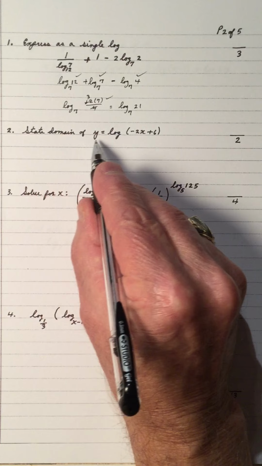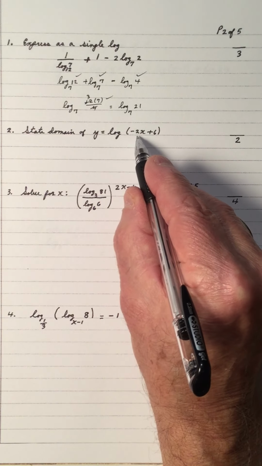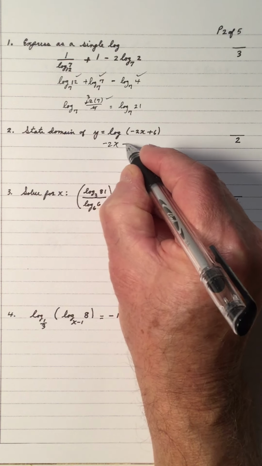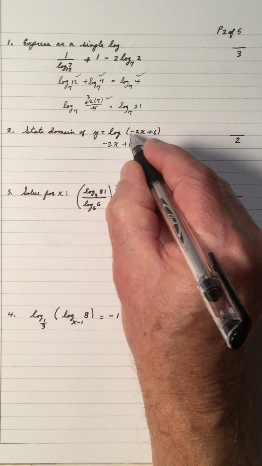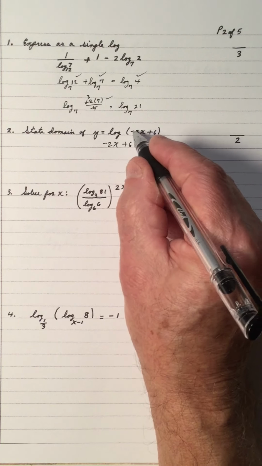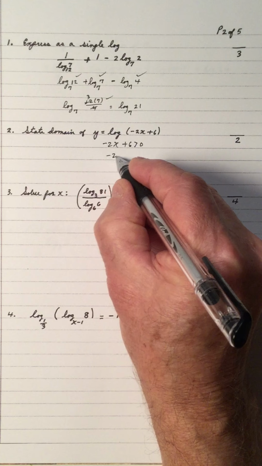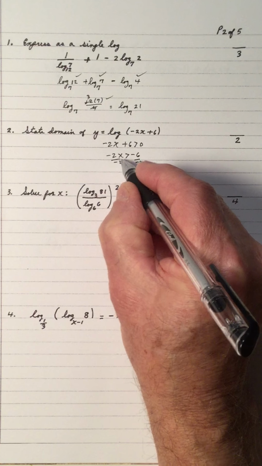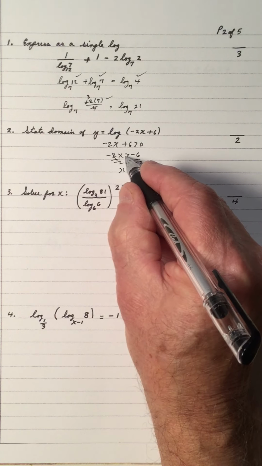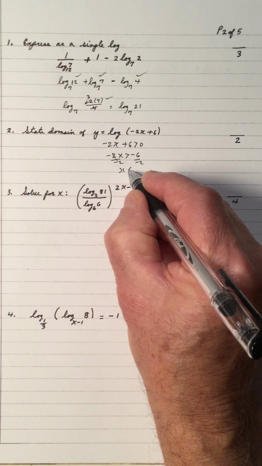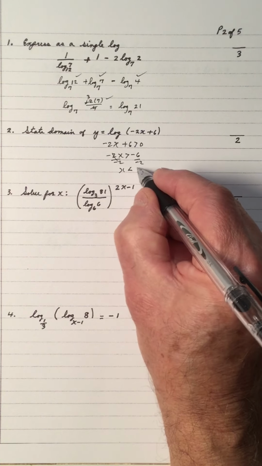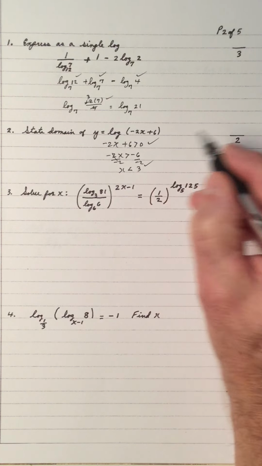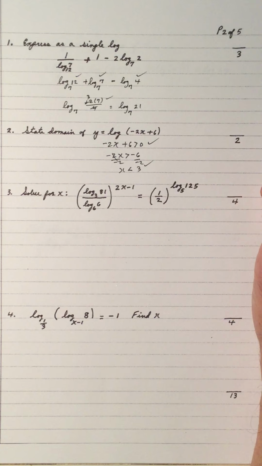Number 2, state the domain of y equals the log of negative 2x plus 6. Well, in a log, this number, negative 2x plus 6, has to be greater than 0. You can't do the log of 0 or a negative. So negative 2x is greater than negative 6. Divide by negative 2, and when you divide an inequality by a negative, you change the direction, greater than to less than, so x is less than 3. If you have this statement, you get 1 mark. If you have the answer, x is less than 3, 2 marks.